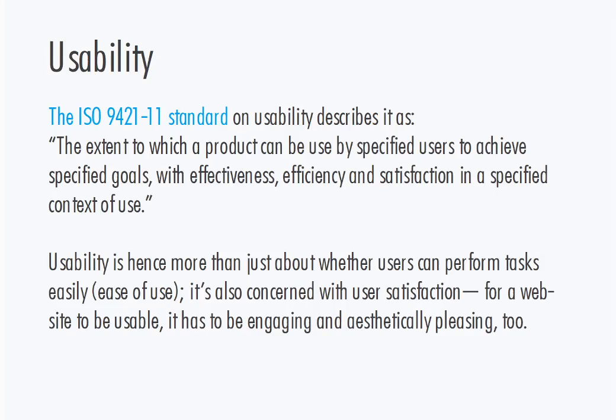Okay, a simpler sentence: usability is hence more than just about whether users can perform tasks easily, and that is ease of use. It is also concerned with user satisfaction. For a website to be usable, it has to be engaging and aesthetically pleasing too. So, the last sentence just summed up what we have just covered in the last slide, didn't it?